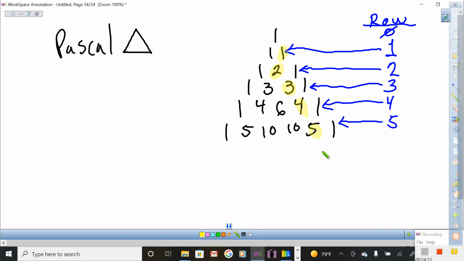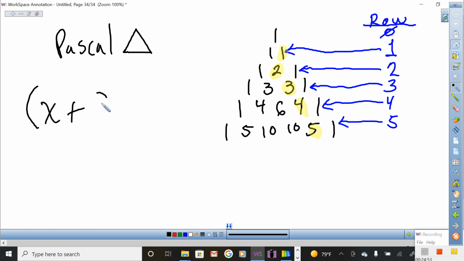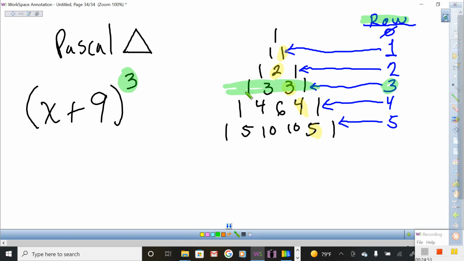Okay? Now, why is that so important, Mr. Q? Well, check this out. They're going to ask you pretty soon to multiply that stuff that looks like this. Look up. X plus 9 to the 3rd power, say, by using identities or using the binomial theorem. So why do we need to know this, Mr. Q? Because this exponent tells us the row that we need to use. What row? 3. That means we're going to use these 4 numbers for the multiplication of that binomial.